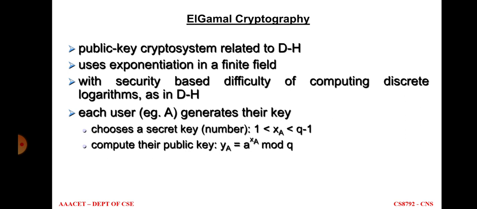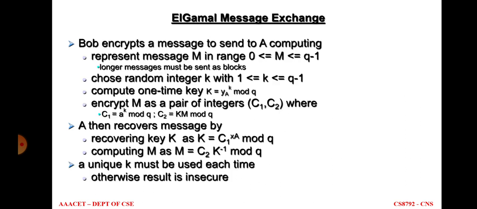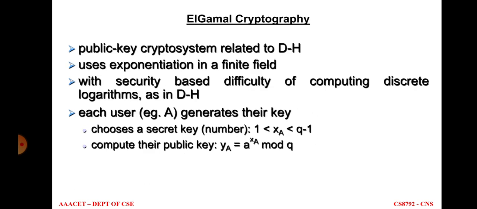Similarly, here the value should be less than q minus 1, and also the same concept, they have to calculate the public key ya, but the formula is a little bit different: ya is equal to a power xa mod q, right? Elgamal is also a key exchange algorithm. Diffie-Hellman is also key exchange, Elgamal is also key exchange. Both are key exchange concepts, but the method is a little bit different, right?